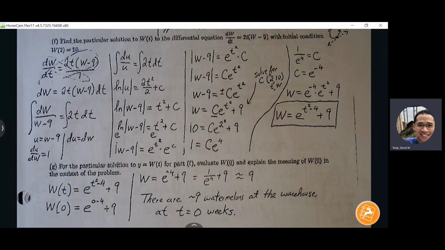So now that we have the W of t equation that we built, explain the meaning of W of zero. So W of zero would mean how many watermelons there were at the start, at week zero. So if I plug zero in for t, I get e to the -4. e to the -4 is 1 over e to the fourth, which is a really small decimal number. It's going to be a little bit more than 9, but we can round it to 9. So that means that there's around 9 watermelons at the warehouse at t equals 0 weeks, or at week 0.